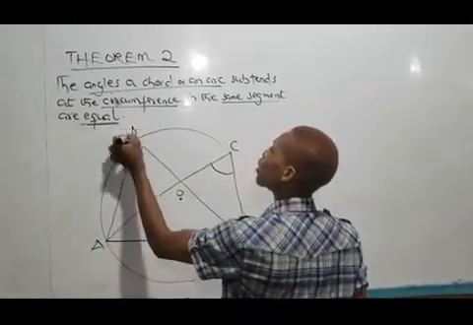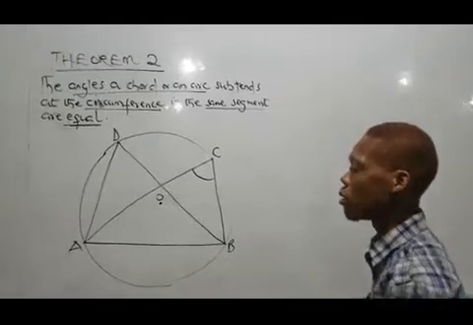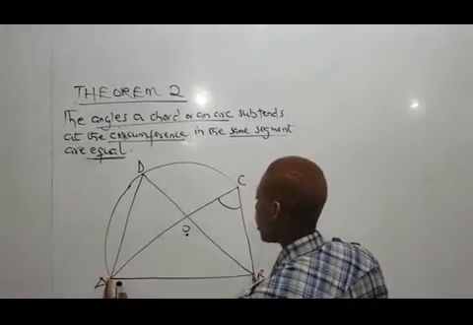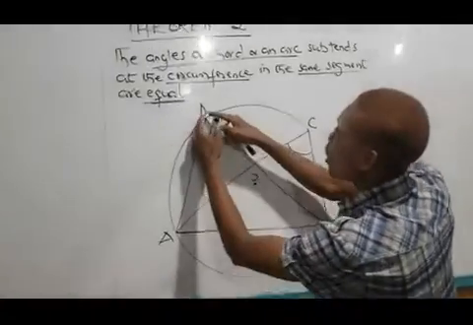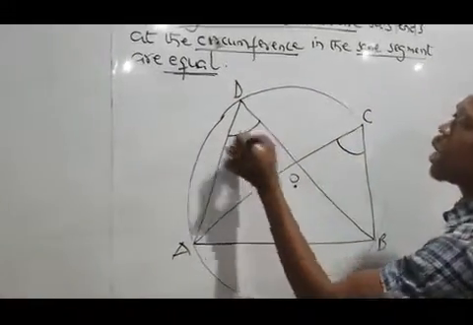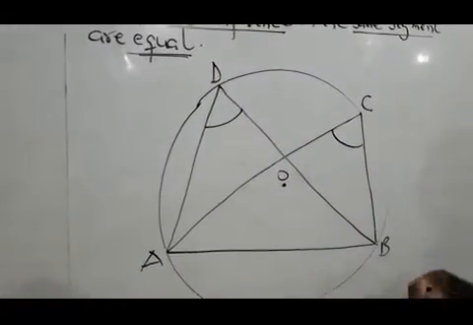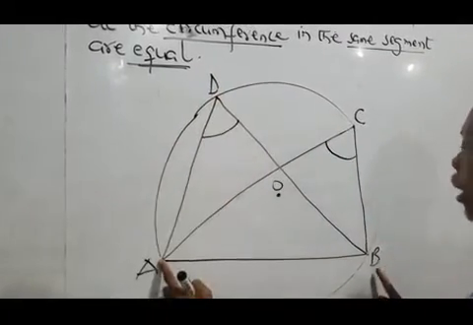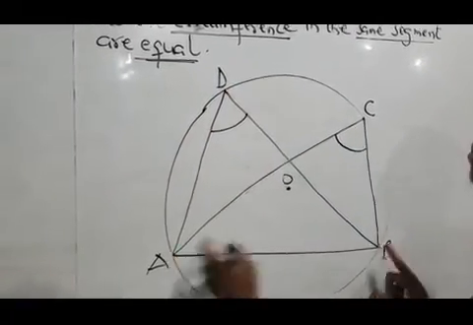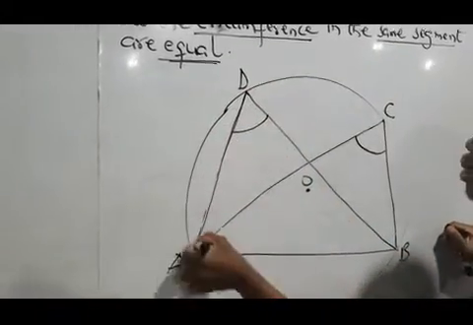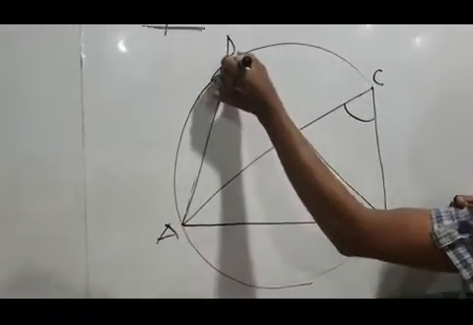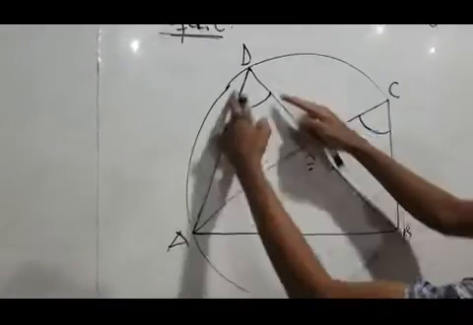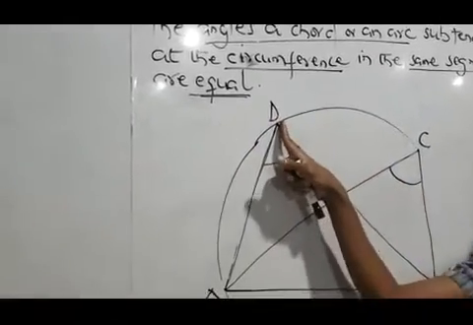Let me call this angle D. Again, chord AB is holding or subtending angle D at the circumference. It is subtending because the lines which create the angle D have a connection with the chord AB. This line has a connection with point A, and this line has a connection with point B. So AB is subtending D also at the circumference.